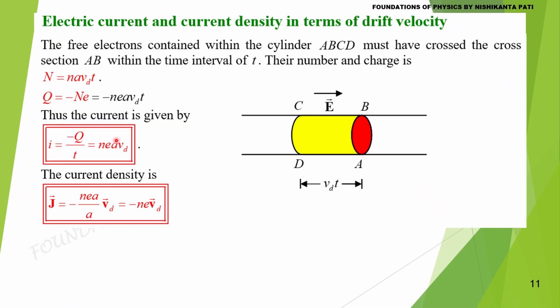The current density is equal to current per area. It has the magnitude neVd, and the current density is a vector quantity. It is directed along the electric field. So the current density is minus neVd vector, because Vd vector is opposite to the electric field, while J vector, the current density, is along the electric field. So there is a minus sign.